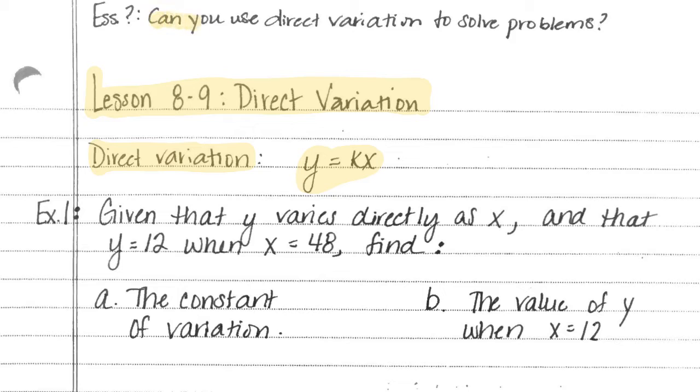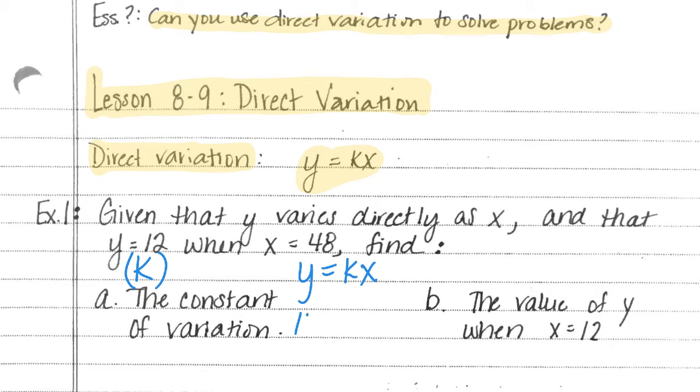Our essential question is, can you use direct variation to solve problems? So it says in example 1, given that y varies directly as x, and that y equals 12 when x equals 48, find the constant of variation. That's what the k is. So if I'm using y equals kx, I'm actually looking for that k.